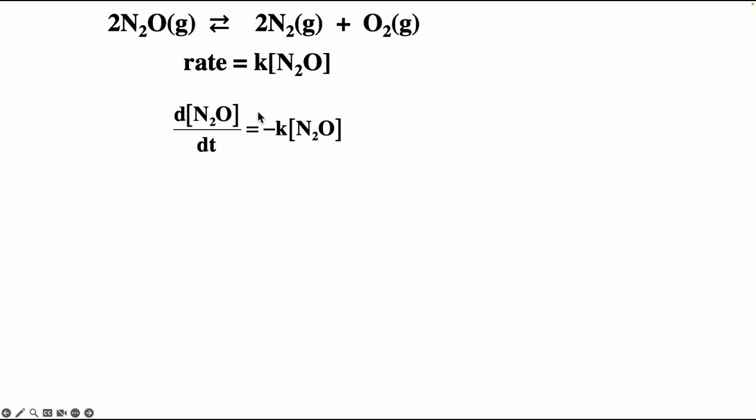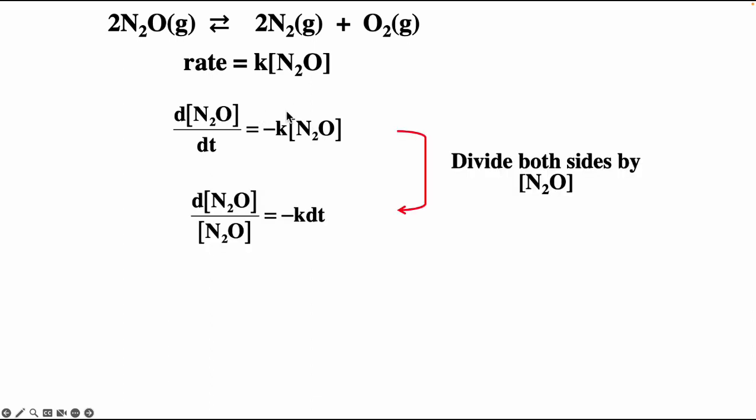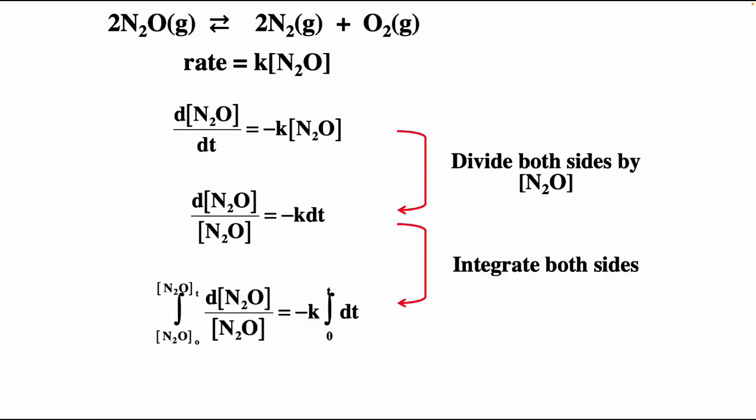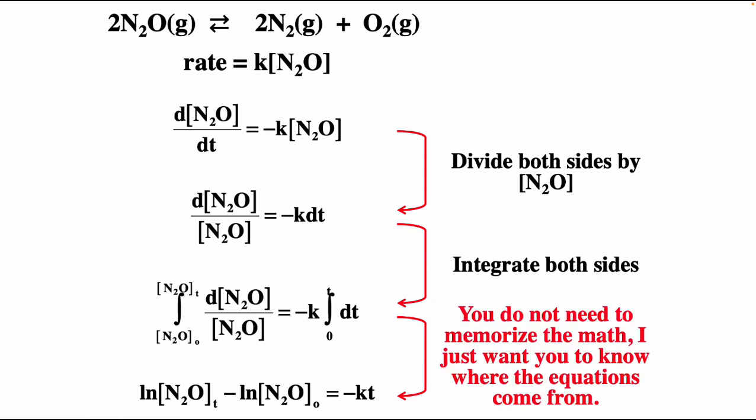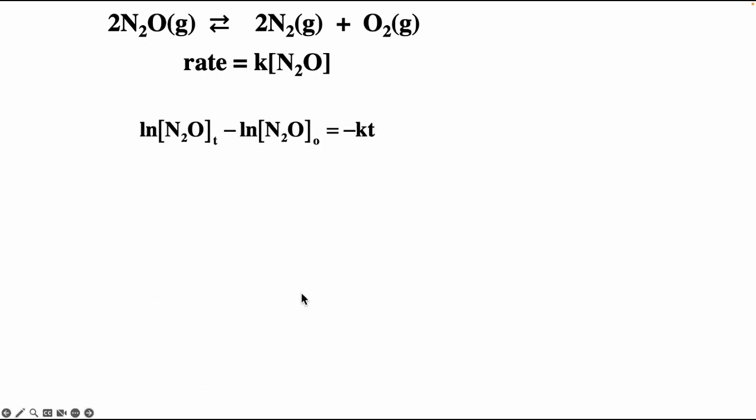Now, if we multiply both sides by dt and divide both sides by the concentration, we get this. If we integrate it, we get that. And then we end up with the natural log of the concentration at time t, so that's what that subscript t means, minus the natural log of the initial concentration, that's what that 0 means, equals minus kt. Now again, I'm showing you the math, but you don't need to memorize math. I just want you to know where the equations come from. And so this is the same equation that was on the bottom of the last slide.